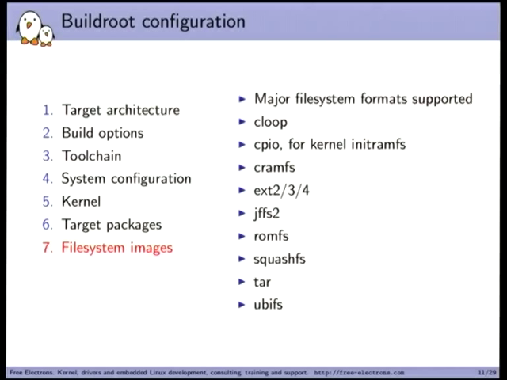Another part of the configuration is which file system format you want to generate. So we support things like ext2, 3, 4, of course, but also more embedded-specific file systems like UBIFS or JFFS2 for flash, or SquashFS for a read-only file system.